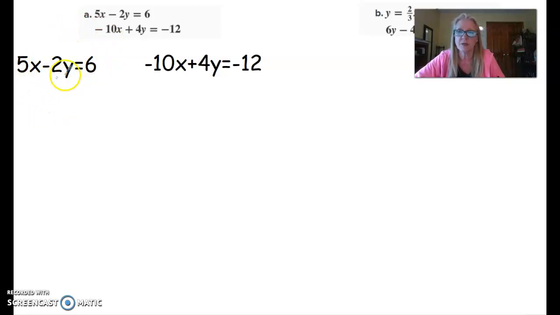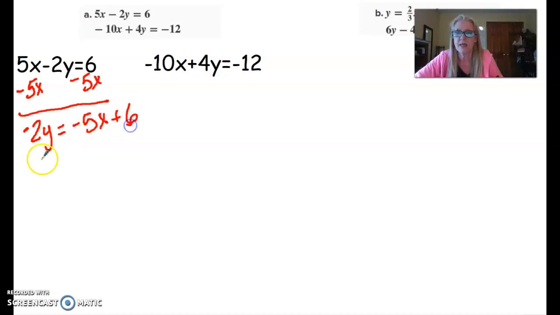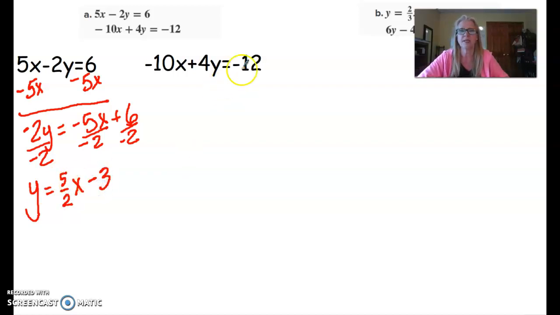I need these in slope-intercept form. So I want the y on the left, and I need to get rid of the 5x. So I'll subtract 5x from both sides. That gives me negative 2y is equal to negative 5x plus 6. Then I divide everything by negative 2, and I get y is equal to positive 5/2 x, because negative over a negative is a positive, and then that would be minus 3 because positive 6 divided by negative 2.